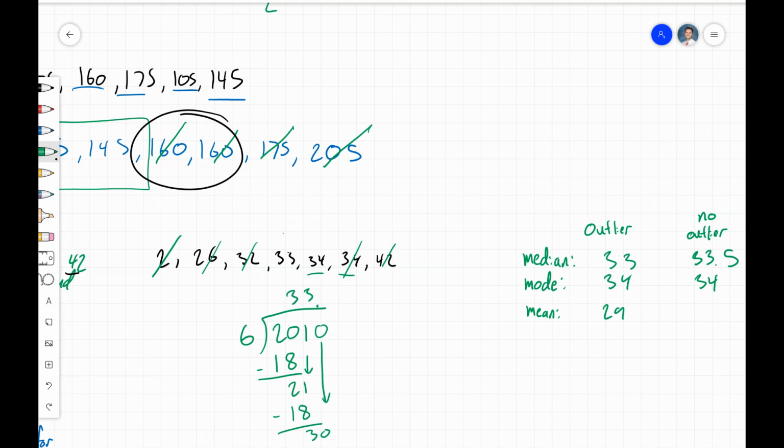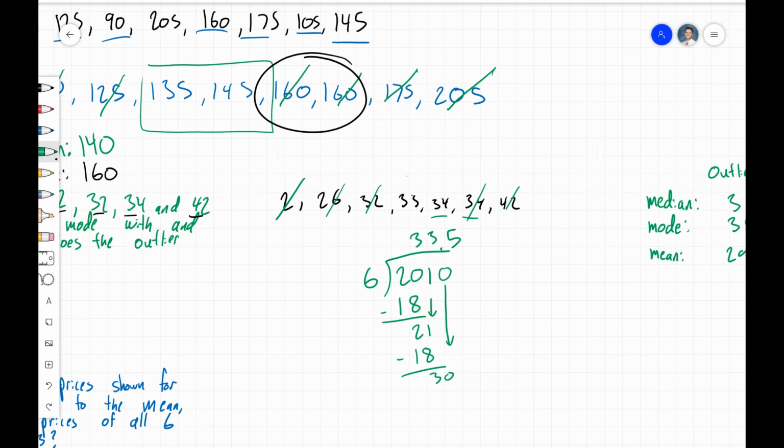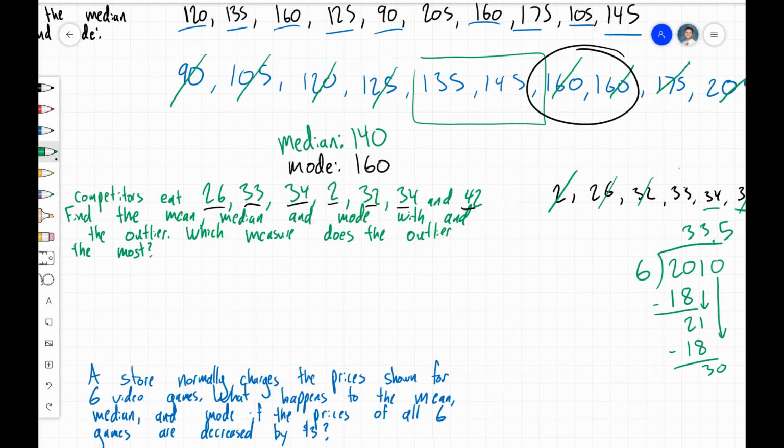And 6 goes into 30 5 times. So our mean is 33.5. Now if we look at this, we can see that without the outlier, our median changes slightly. It increases by 1/2. The mode does not change at all, and the mean increases by 4.5. So we can see that the mean in general is much more affected by outliers than the median and the mode are. So that's always something to keep in mind.